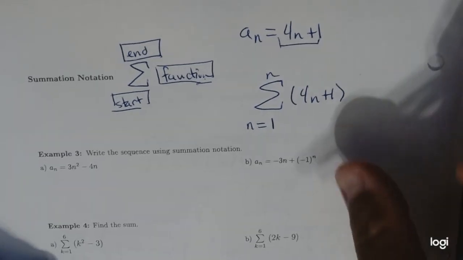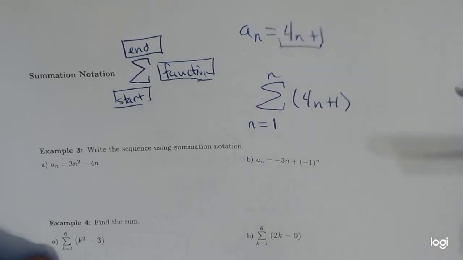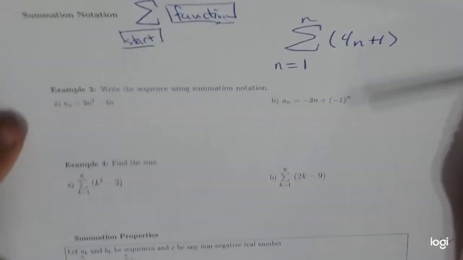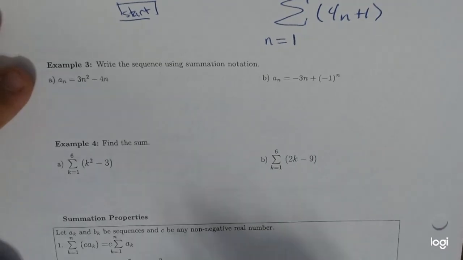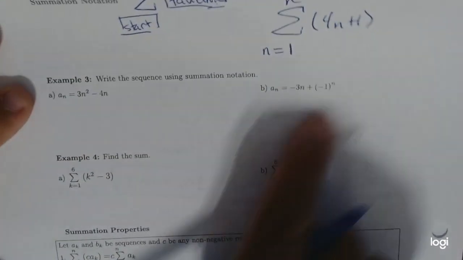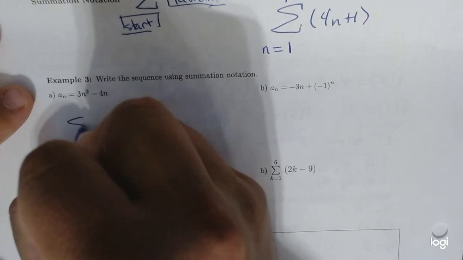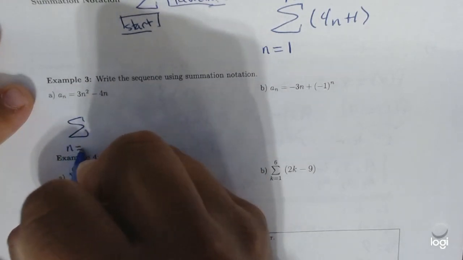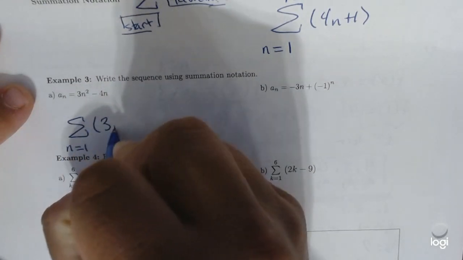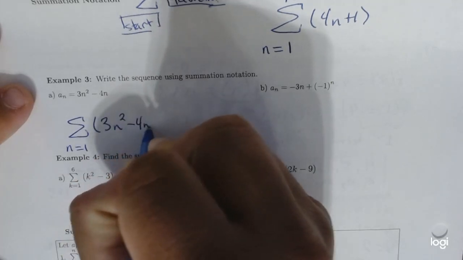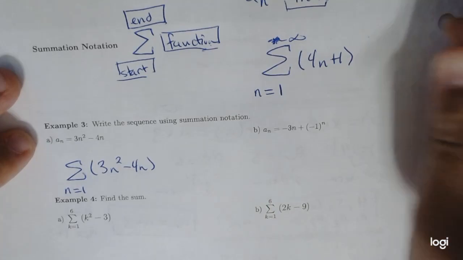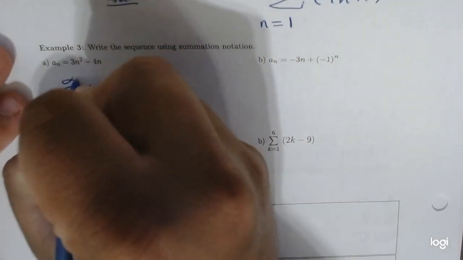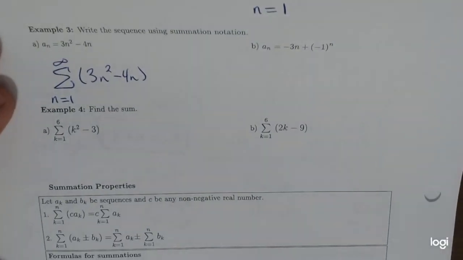So let's try this here. Write the sequence using summation notation. It doesn't tell us where to stop, right? We're just going to do the exact same thing we did up here. So we have the sum, where n is equal to 1, and we have the function itself, 3n squared minus 4n. Actually, if it doesn't go anywhere, we'll go to infinity. How about that? We'll just go to infinity, since it doesn't have a stopping point.